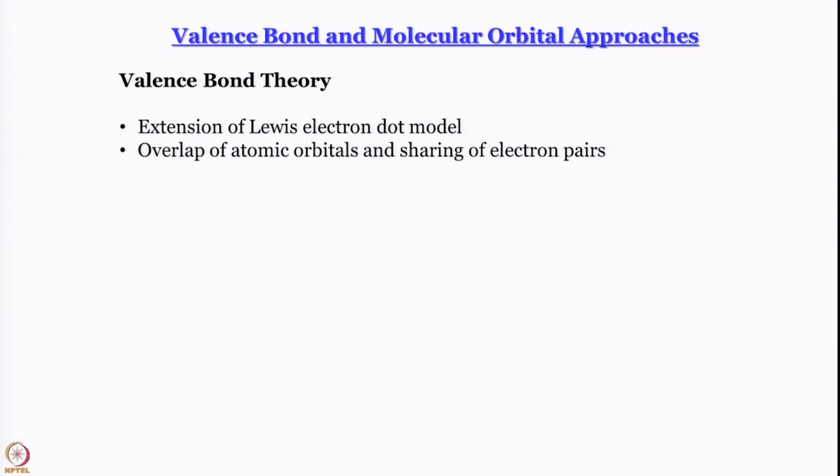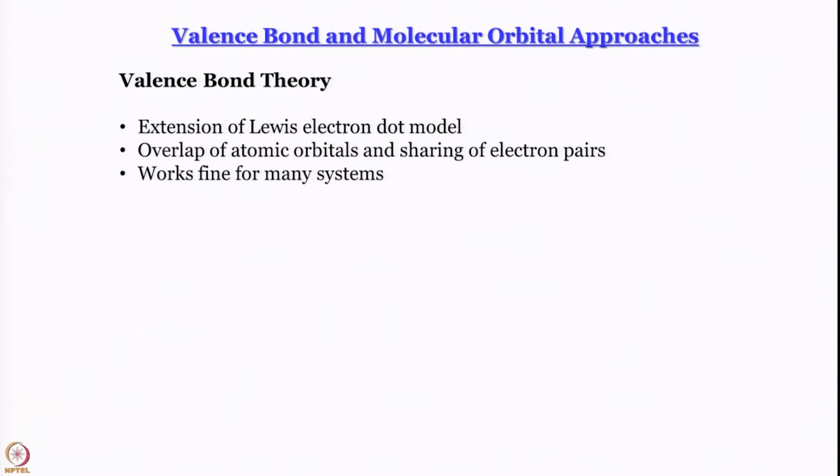So, it is very simple to understand, and it relies completely on overlap of atomic orbitals and sharing of electron pairs. That, as I said, is just a translation of Lewis theory into quantum mechanical language. So, atomic orbitals are retained with modification. We are talking about many electron systems. Well, today we will talk only about H2, but later on we want to talk about many electron systems. So, there you have to take care of things like shielding and all. In fact, as we will see, even for H2 you have to take care of shielding. So, atomic orbitals will be modified accordingly.